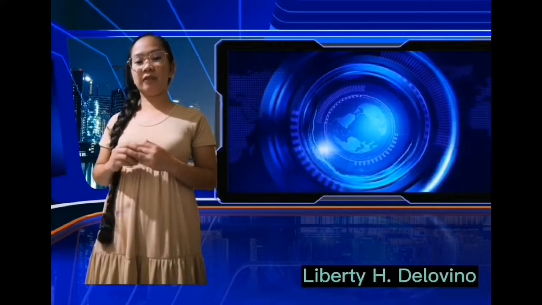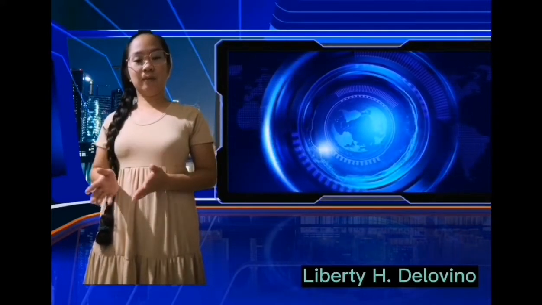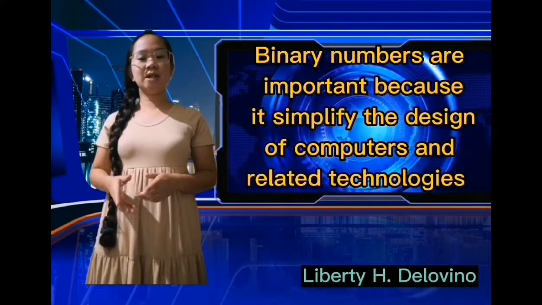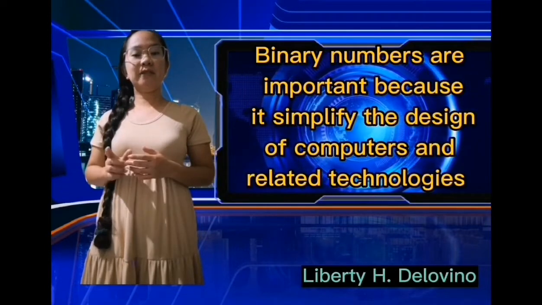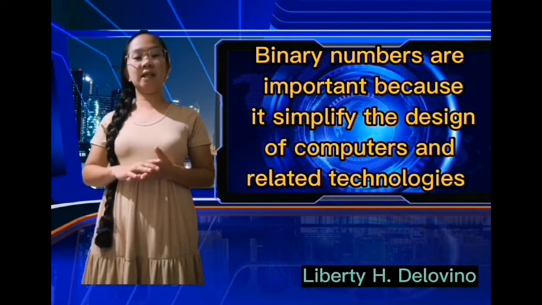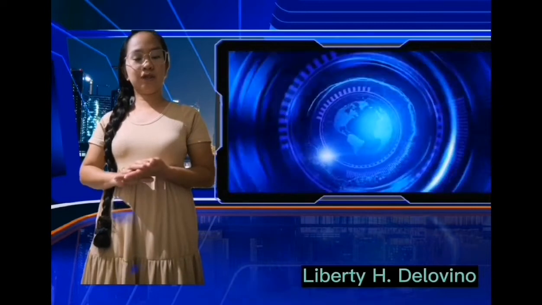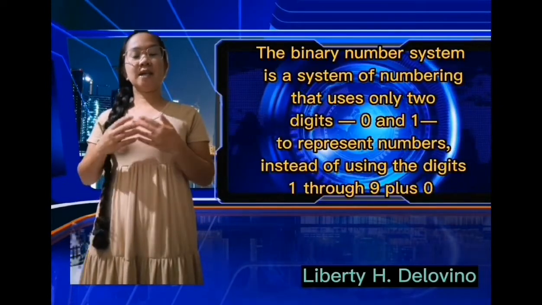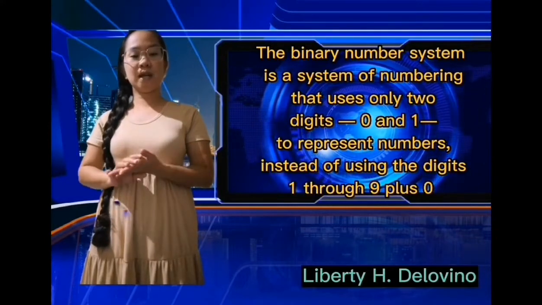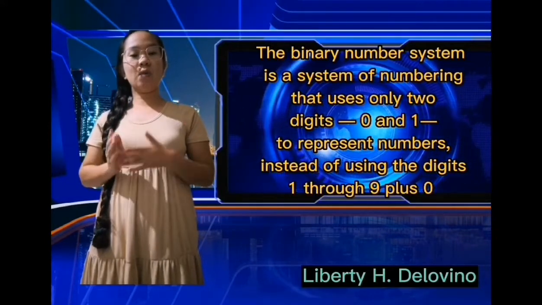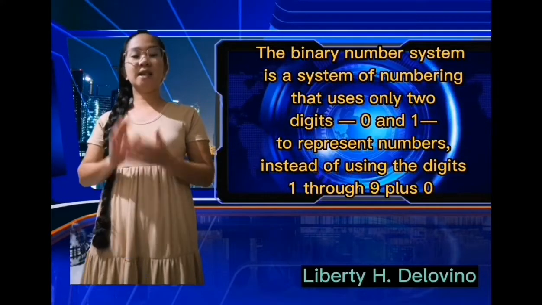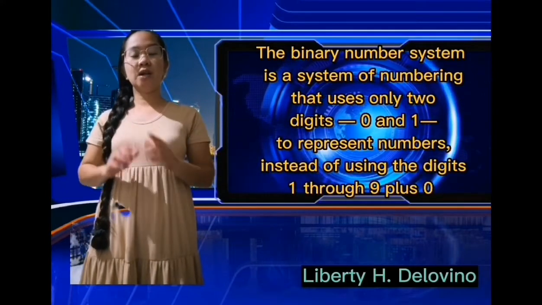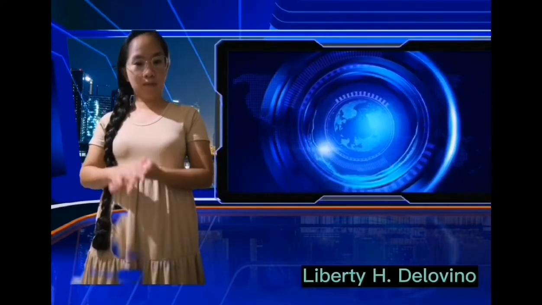Did you know that engineers and programmers sat down and decided how they were going to represent a new type of information in binary form? That is why binary numbers are important, because it simplifies the design of computers and related technologies, which is very useful for every computer programmer. Also, the binary system is a system of numbering that uses only two digits, 0 and 1, to represent numbers, instead of using the digits 1 through 9 plus 0 to represent numbers.